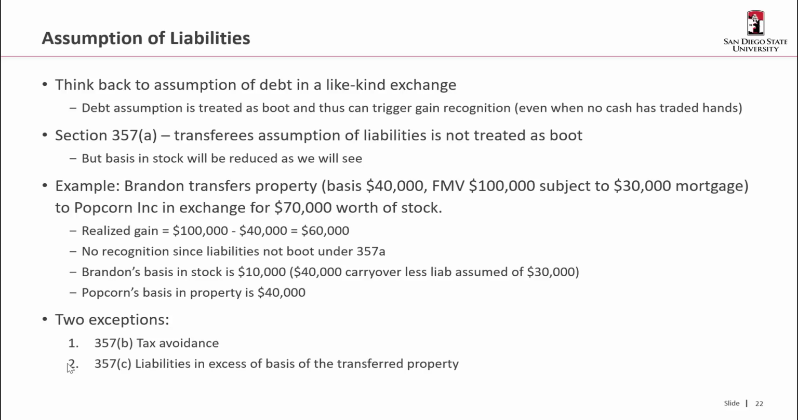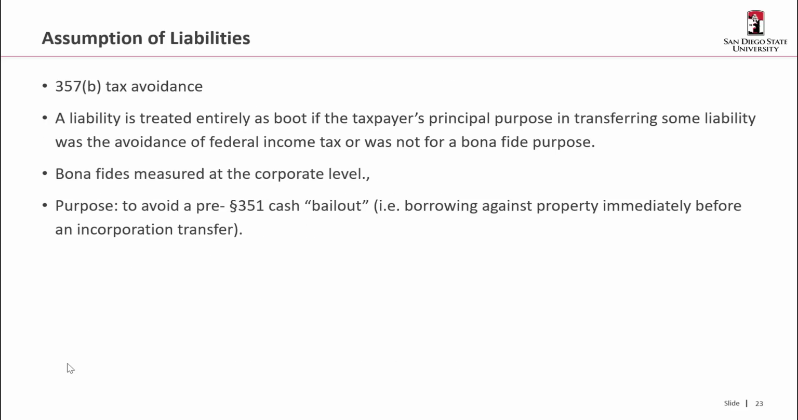There are two exceptions to the liabilities are not boot rule. The first is under 357B, and that's just a tax avoidance rule. The second one is under 357C, and that's when the liabilities assumed away are in excess of the basis of the transferred property. All right. So let's deal with tax avoidance first because this is just a trap for the unwary, right? So this is just to prevent cheating.